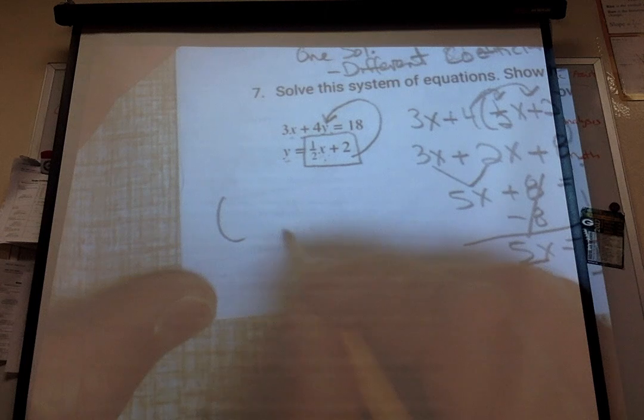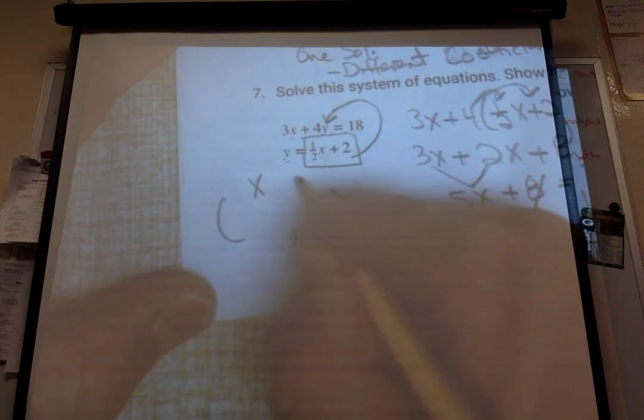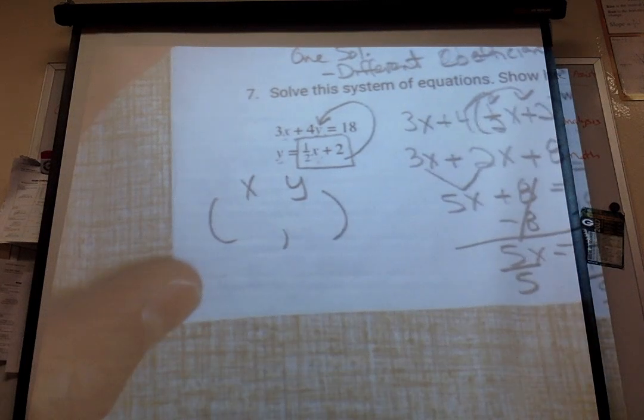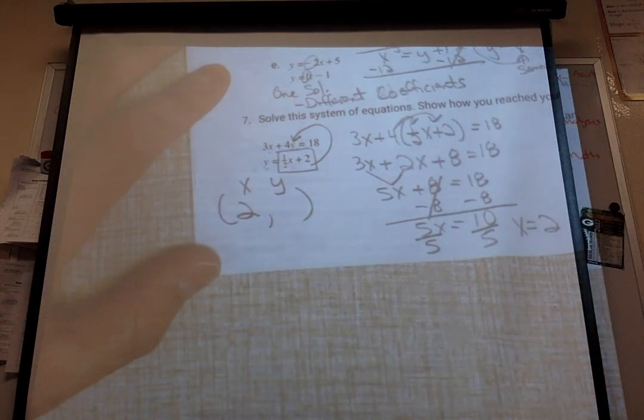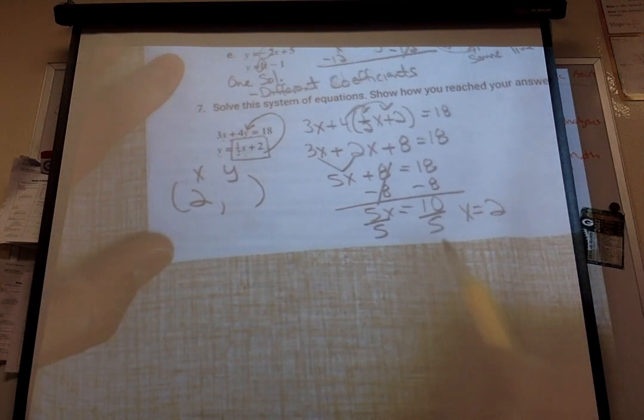So ultimately what we want is to get an ordered pair here. We have our x value and our y value. We know our x value we just solved, which was 2, so I'm going to put it here, 2. Now we're going to use that information to solve for y.